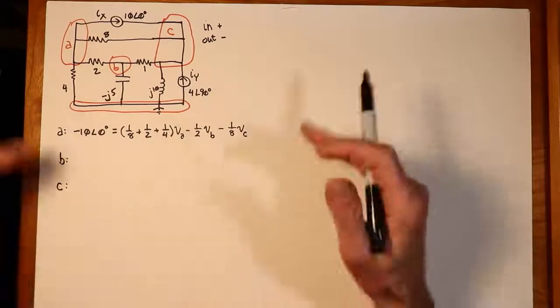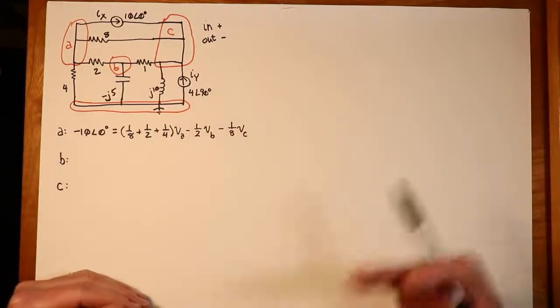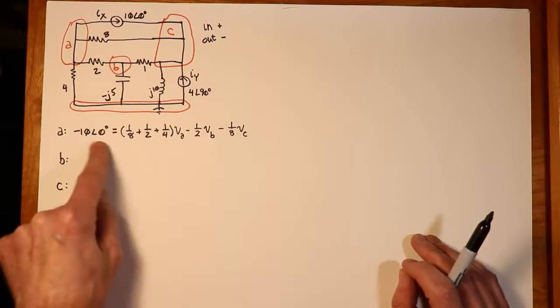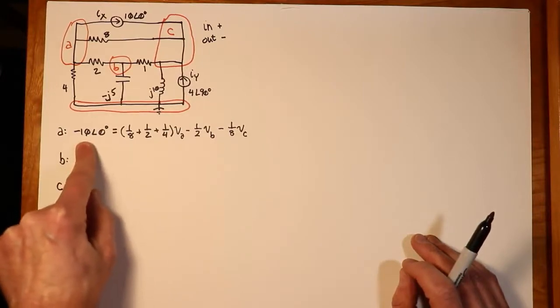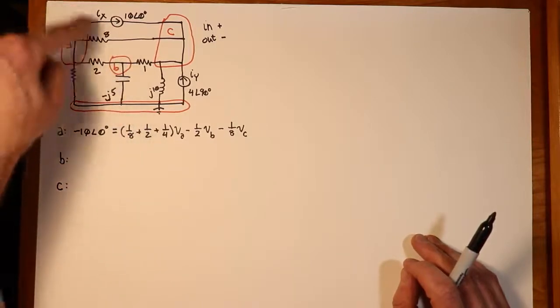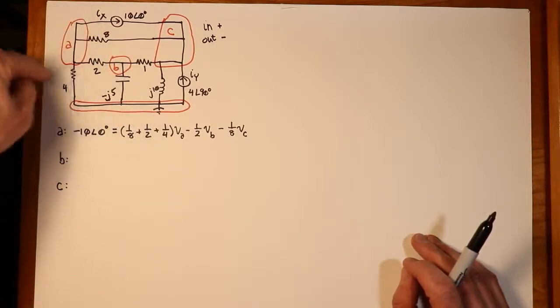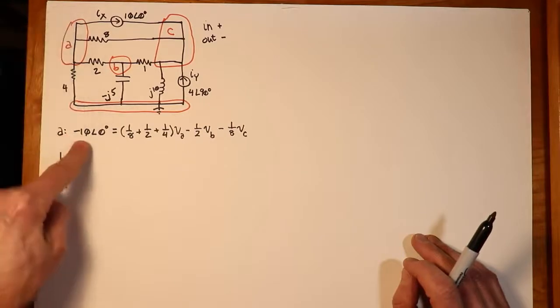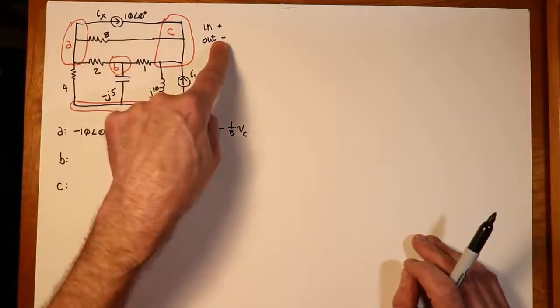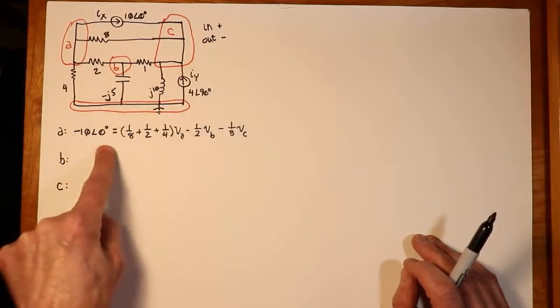Now, as we go through, you will notice that there is a pattern that develops. So for example, here's our current source, 10 at an angle of zero, right? If I were to look at this node and just say, hey, what current sources do I have attached to this node? This is the sole current source. And it is exiting, so I'm going to call it negative. There it is, negative 10 at an angle of zero.